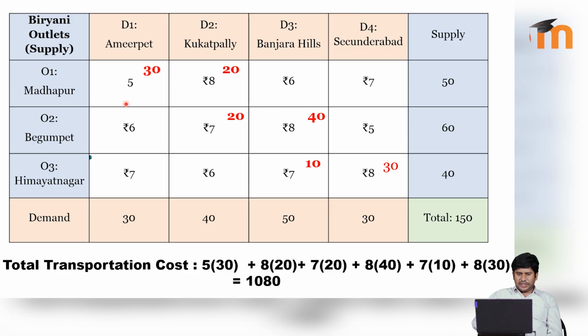Here we have 5 into 30, 8 into 20, 7 into 20, 8 into 40, 7 into 10, 8 into 30. And the total transportation cost is 1080. This is how you need to find out the solution by using the NWC method.